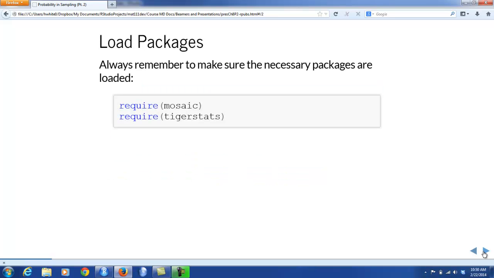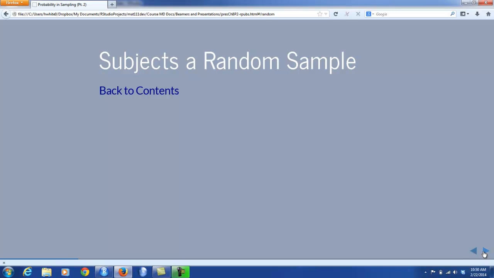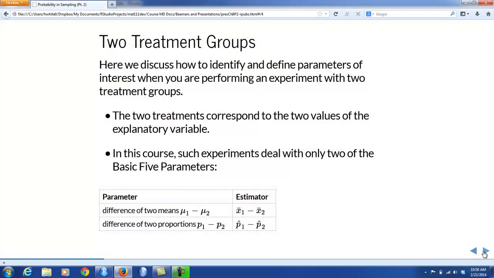When you're working, always remember to make sure the necessary packages are loaded. So let's look at the first case, where subjects are a random sample from some larger population. When we discuss this case, and when we discuss the other as well, we're going to limit ourselves a little bit in terms of the experiments we think about. We'll just think about experiments where there are 2 treatment groups. Those 2 treatment groups will always correspond to the 2 values of the explanatory variable.